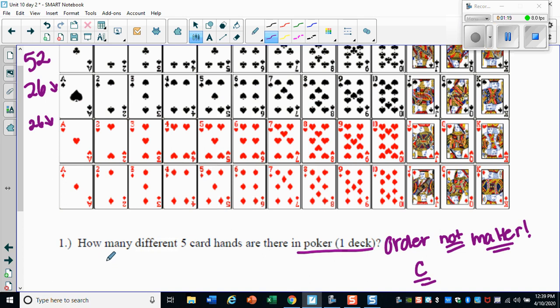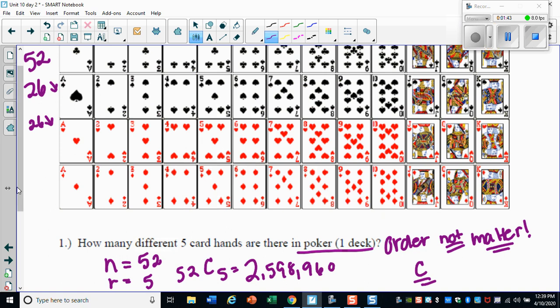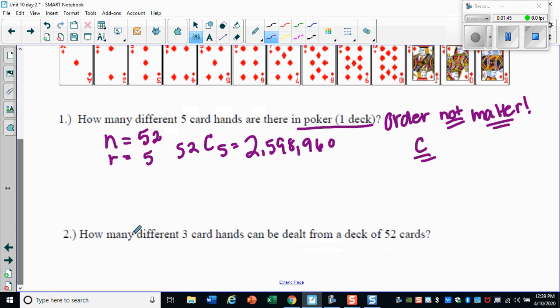So let's think about n. So n is the total number that I have to choose from. There's 52 cards in a deck. How many am I getting? My hand is 5, so we're going to write that as 52 choose 5. Then you're just going to try that on your graphing calculator, and this is a lot of possibilities. So there's 2,598,960.